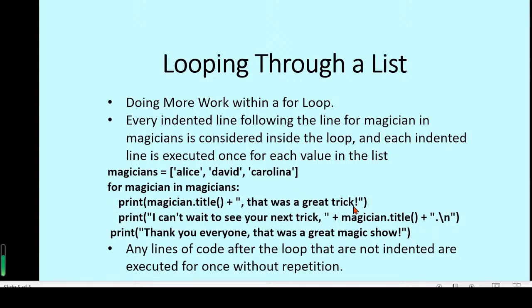That was a great trick. And print "I can't wait to see your next trick," plus the magician's title name, then a new line. Then after this for loop is finished, we can print a single message that is not considered inside the loop. So any lines of code after the loop that are not indented are executed once without repetition.